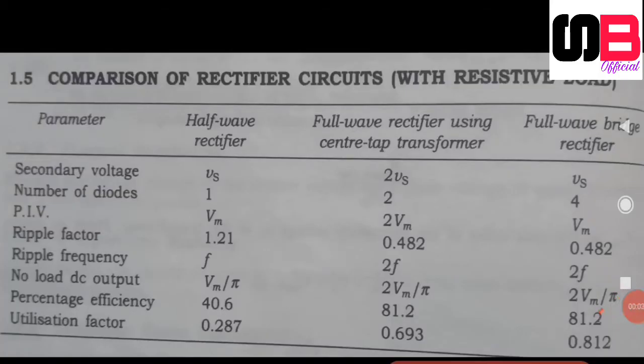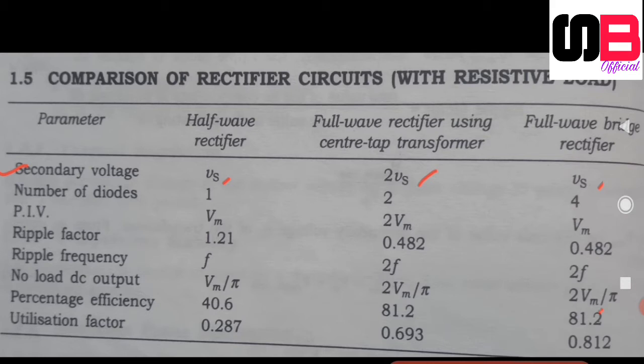Now we will compare these 3 types of rectifier. First we compare the secondary voltage. In the case of half wave, the secondary voltage of the transformer is Vs. In the case of center tap, this voltage is 2 Vs. Again, in the case of the bridge full wave rectifier, the secondary of the transformer is Vs. Only in the case of the center tap transformer, this voltage is double.